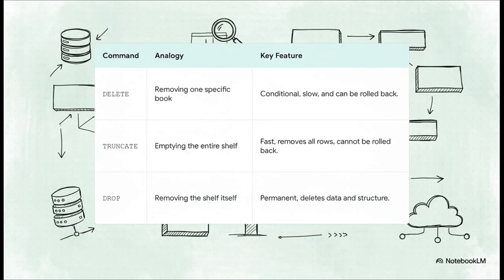And when it comes to getting rid of data, this bookshelf analogy is perfect. Delete is like carefully picking one specific book off the shelf. Truncate? That's like swiping your arm across the whole shelf and knocking everything off at once. It's fast, but the shelf is still there. And drop? Well, drop is taking a sledgehammer to the bookshelf itself. The shelf, the books, everything gone for good.